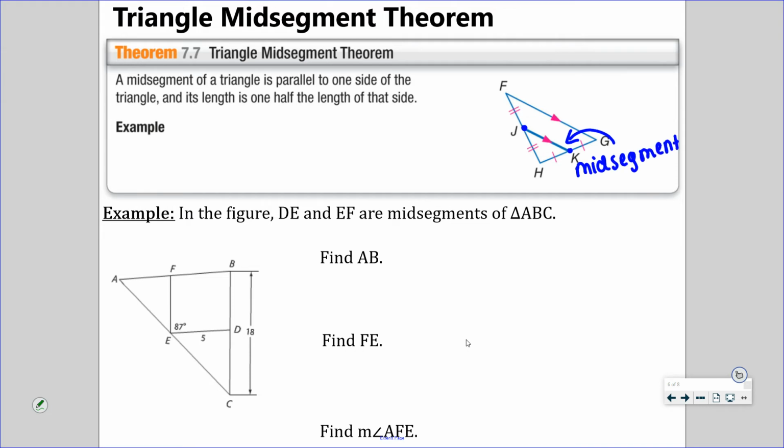Obviously, I could make a mid-segment that connects the midpoint of FG and HG if I want to. Okay, so as long as this is a mid-segment, so in this case, as long as J and K are midpoints, and obviously that segment JK is connecting the 2 midpoints, then we can conclude 2 things. Then we know that mid-segment is going to be parallel to the third side.